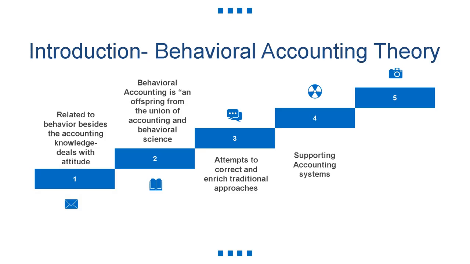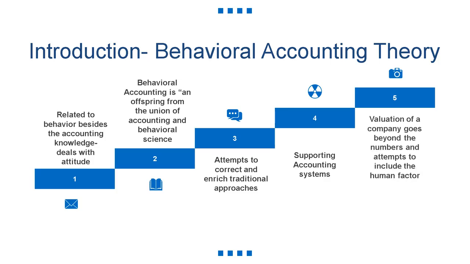Accounting systems are often the most important formal sources of information in industrial organizations. So, behavioral accounting supports the accounting system. They are designed to provide all levels of management with timely and reasonably accurate information to help them make decisions which are in agreement with the organization's goal.